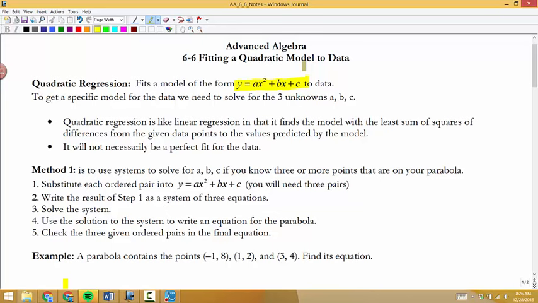To get a specific model for the data, we need to solve for three unknowns. In other words, we need to figure out what A, B, and C are. Those are really the things that we're looking for.